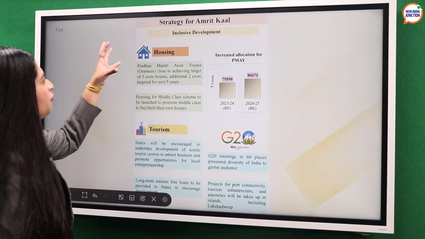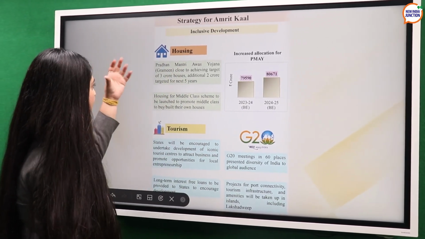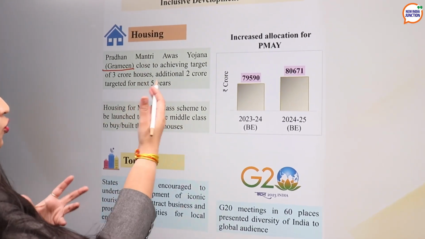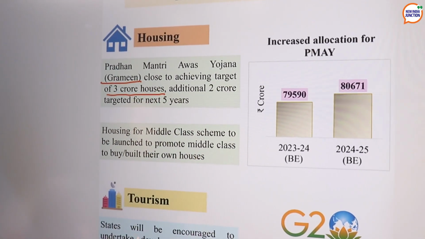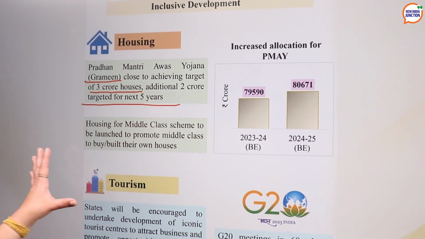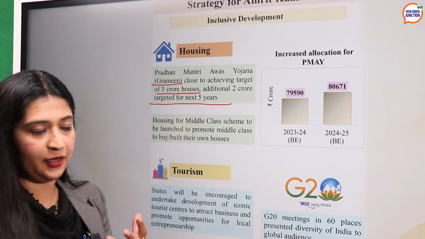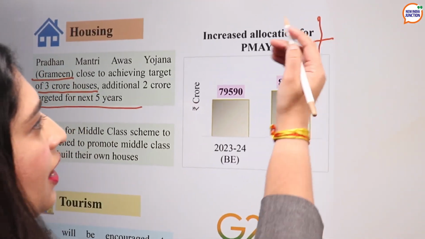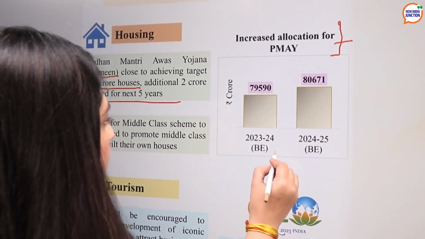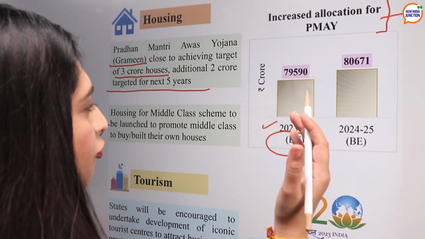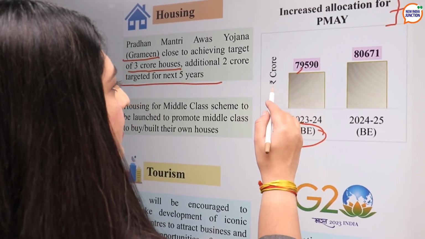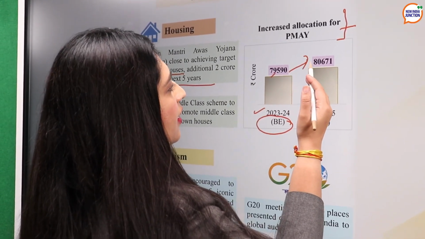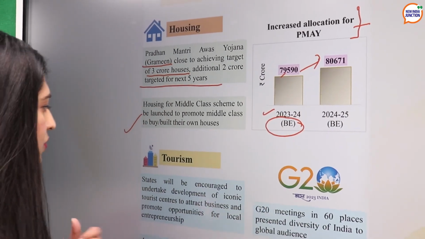Now again, in the strategy for Amrit Kaal, in inclusive development, there is housing. Pradhan Mantri Awas Yojana Gramin has been close to achieving the target of 3 crore houses. An additional 2 crore are targeted for the next 5 years. Also, a housing for middle class scheme is to be launched to promote the middle class to buy and build their own houses. And let's look at the increased allocation of Pradhan Mantri Awas Yojana in terms of budget. The budget estimated in the year 2023-24 was 79,590 crore rupees, and the estimate is now 80,671 crore rupees for this financial year.